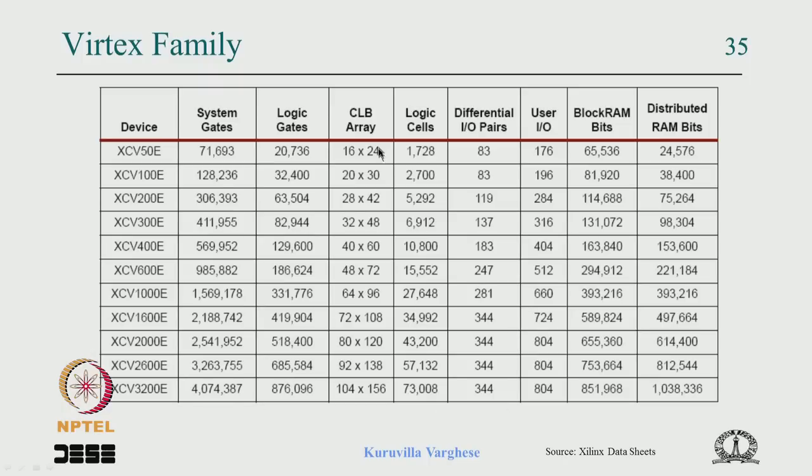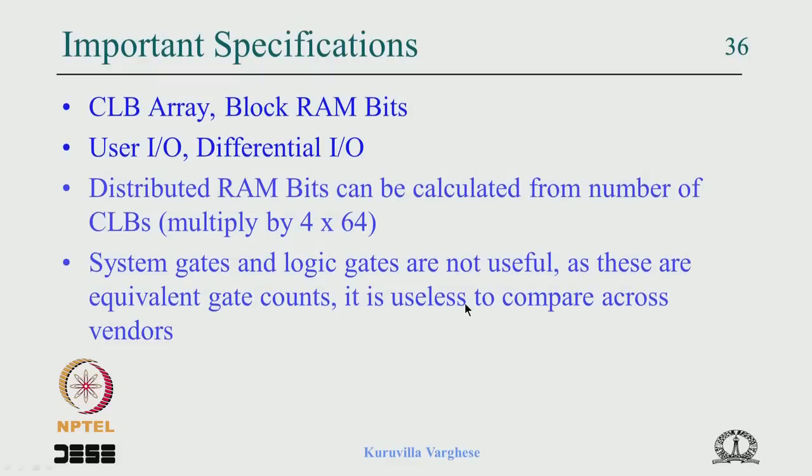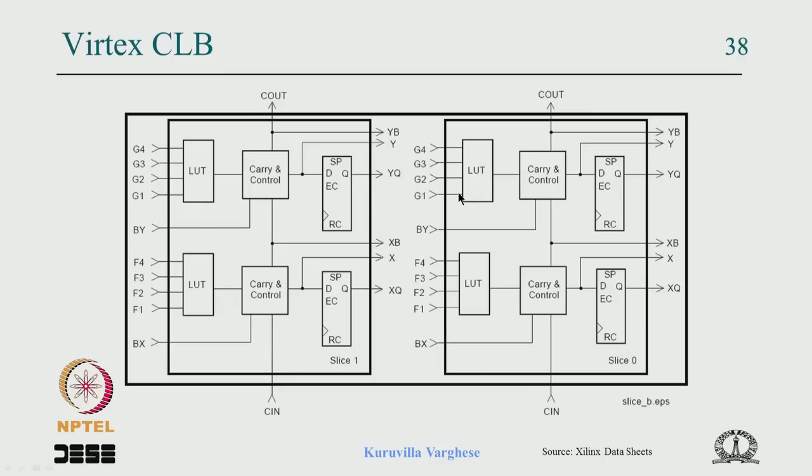If you understand well, knowing the architecture and knowing the essential specs, then you can judiciously make your decision objectively. So basically I would say, at least in this case, the CLB array, the block RAM bits, user IO and differential IO are the important specs. In the current FPGAs, you can add DSP blocks, the number of PLLs, and any other dedicated resource which is available. So let us look at the CLB itself.